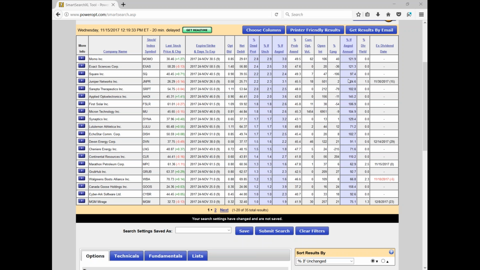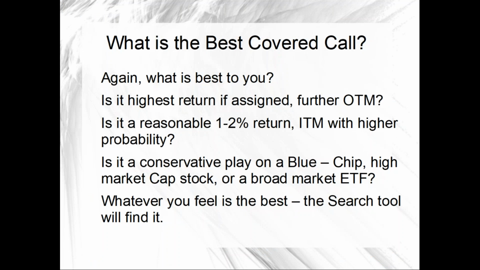Now let's take a brief moment here, now that we've talked a little bit about the search tool. I apologize. Let's go back and discuss one or two more things, and we'll come back to the search tool in just a moment. So we talk about what is the best covered call. Were those screens we were just looking at the best covered calls? Well, those are the best covered calls for the customer that emailed and called in this morning. Again, what is best for you? Would you prefer a higher percent if assigned for 14, 30, 60 days out in time? We would just adjust the criteria to match your needs.